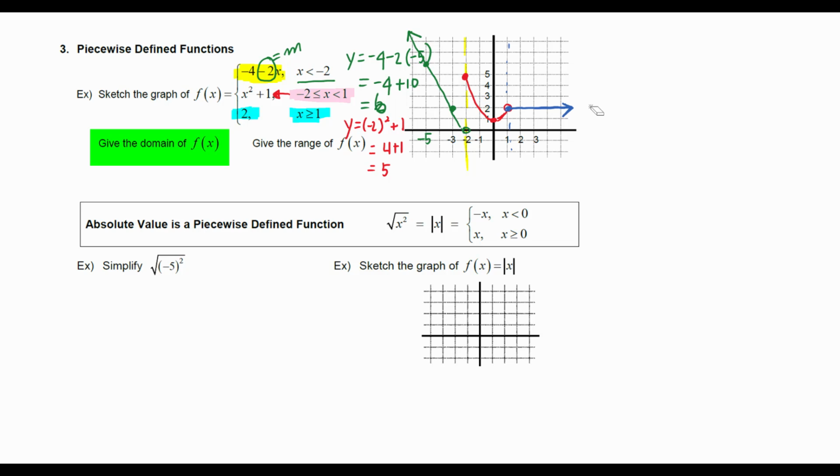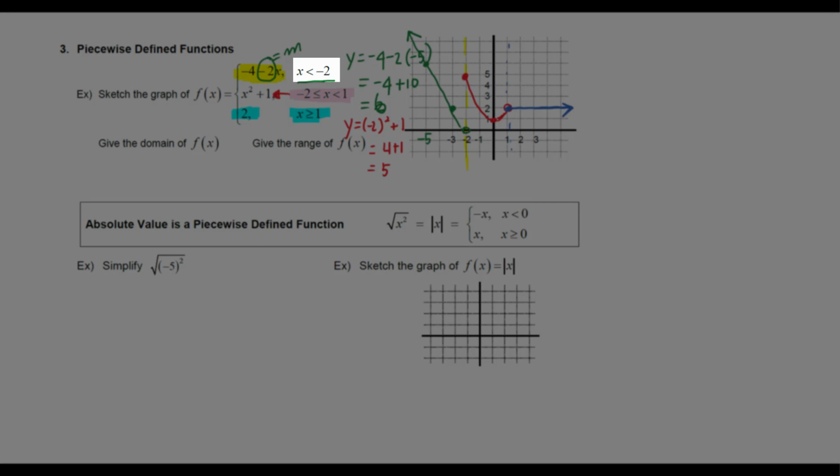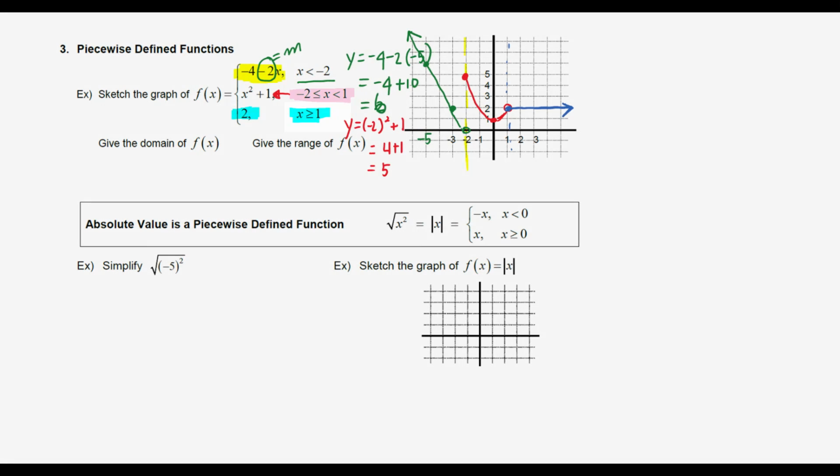Give the domain of f of x. You can see I have graphed this function from negative infinity to negative 2 not included, negative 2 included to 1 not included, 1 included to infinity. So actually it covers all real numbers. So the domain of f is negative infinity to positive infinity.